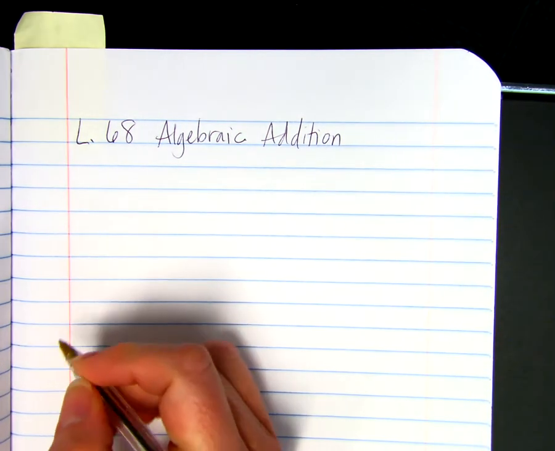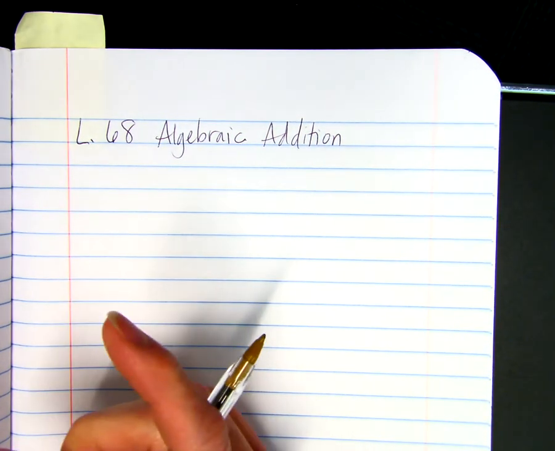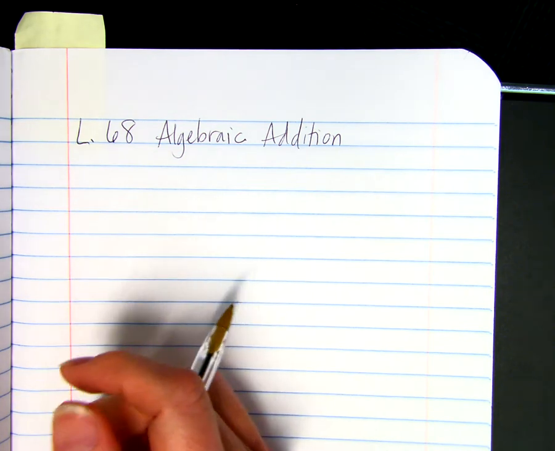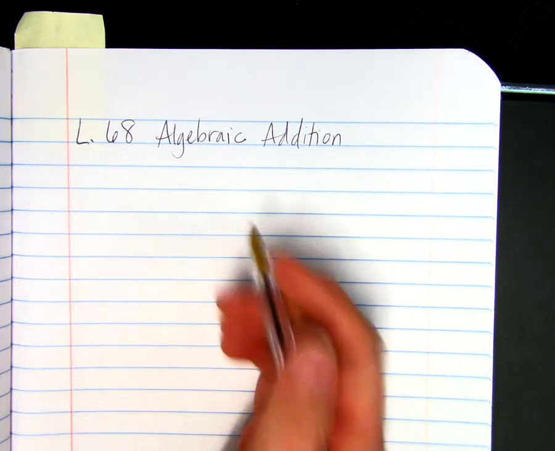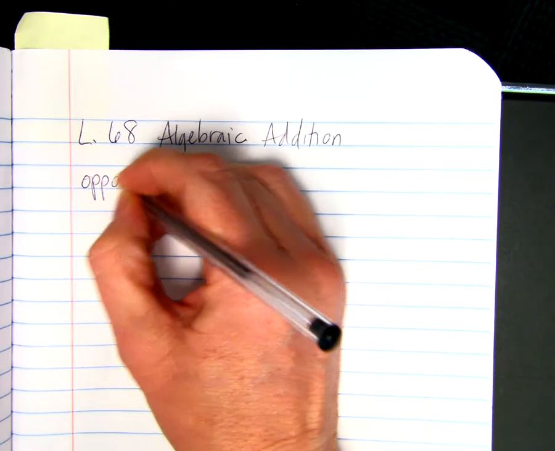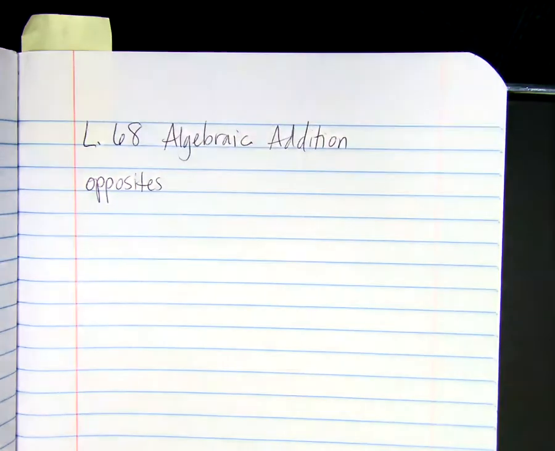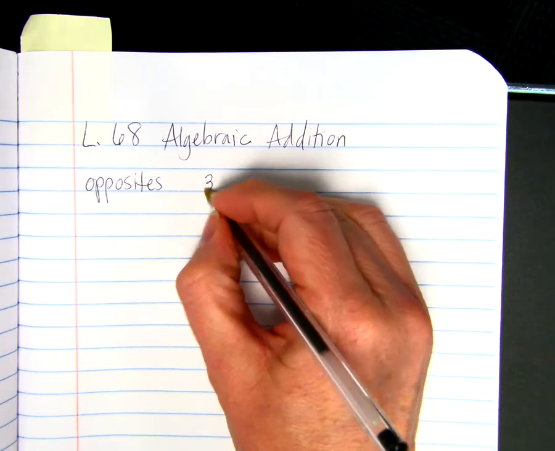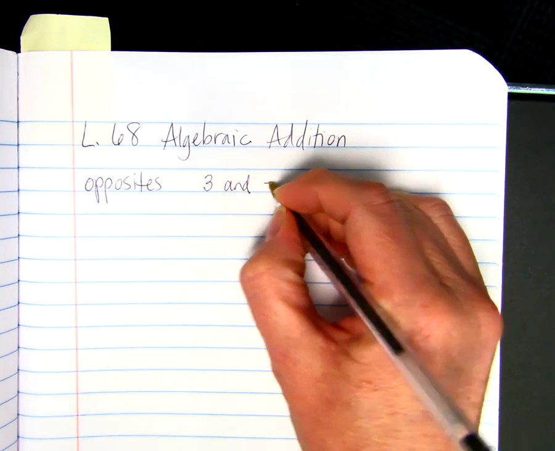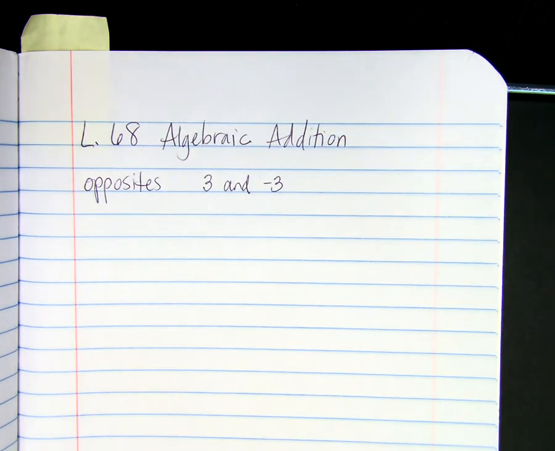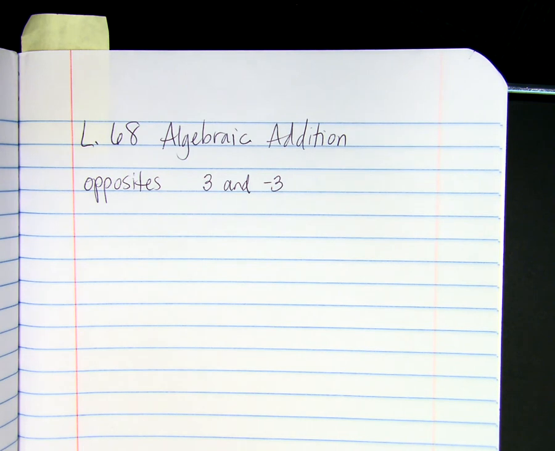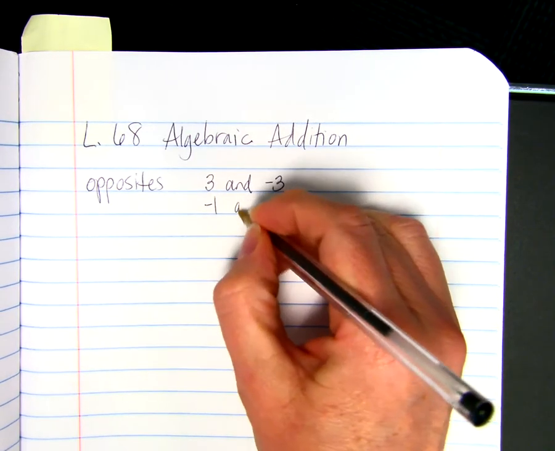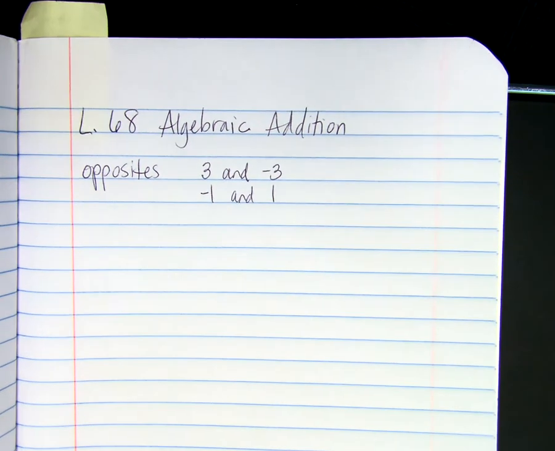So before we get into the adding part, I want to do a little review about what opposites are. I taught you before, opposites are two numbers that have the same absolute value. So for instance, 3 and -3 are both the same distance from 0. If you add those together, you're going to get 0. And -1 and 1, those are opposites.